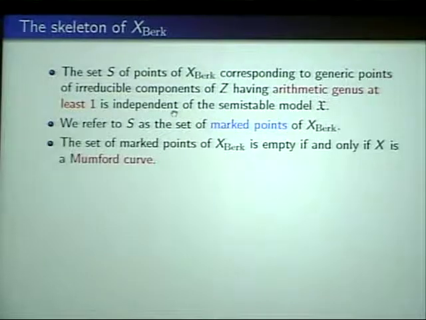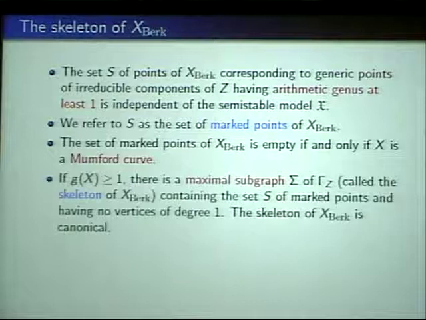And the set of marked points is empty if and only if X is a Mumford curve. These are the things that, if you remember from Jeremy's talk, can be p-adically uniformized by the p-adic upper half plane. So there are connections between these various talks. In other words, if all of these components in the special fiber are P1s intersecting transversely, that's some kind of totally degenerate reduction which can be p-adically uniformized. So in case you don't have a Mumford curve, you have some definite marked points.